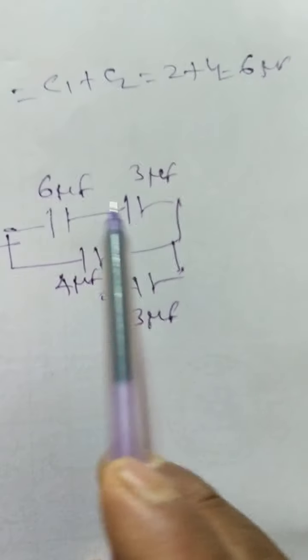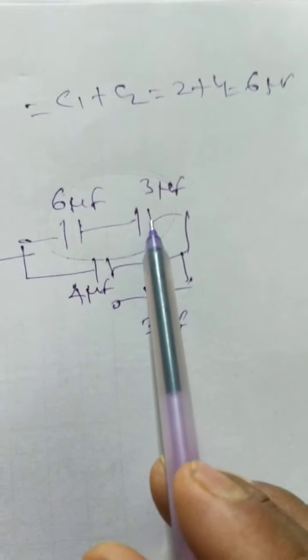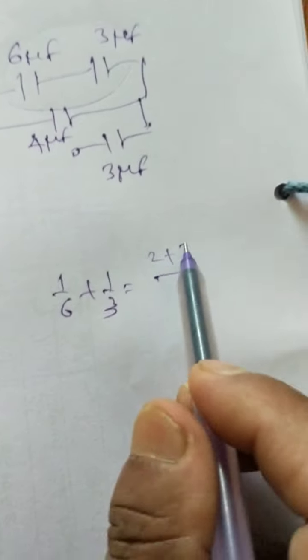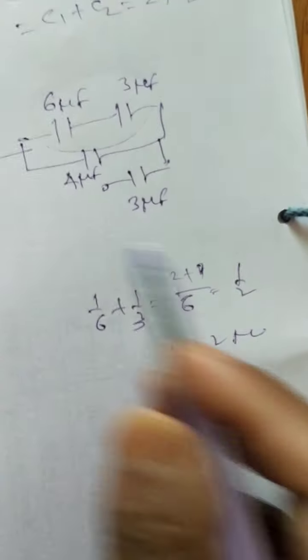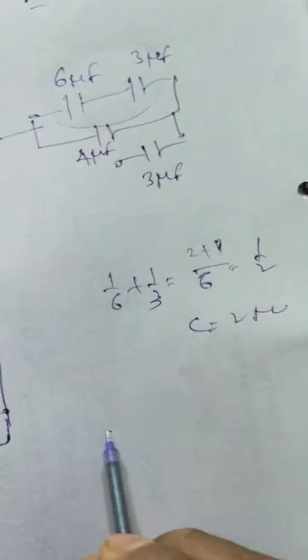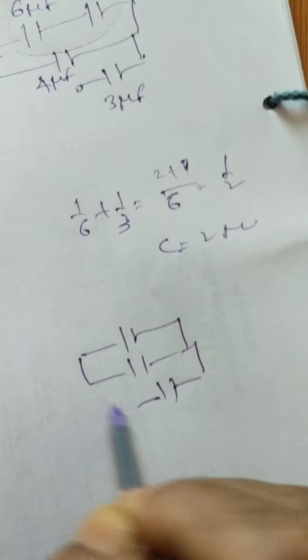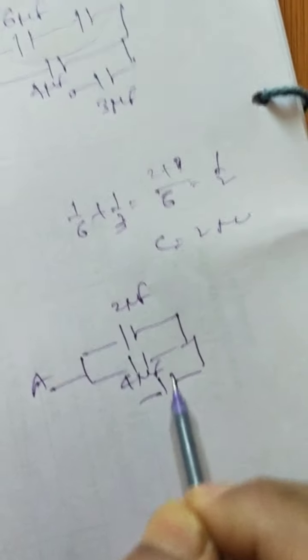Now our diagram has changed. Again, 6 microfarad and 3 microfarad are in series. So what will be the formula? 1 by 6 plus 1 by 3. Your answer will be 2 plus 1 by 6, that is 1 by 2, so that is 2 microfarad. Means our diagram now changes: this is 2, this is 4, and this is 3 microfarad.